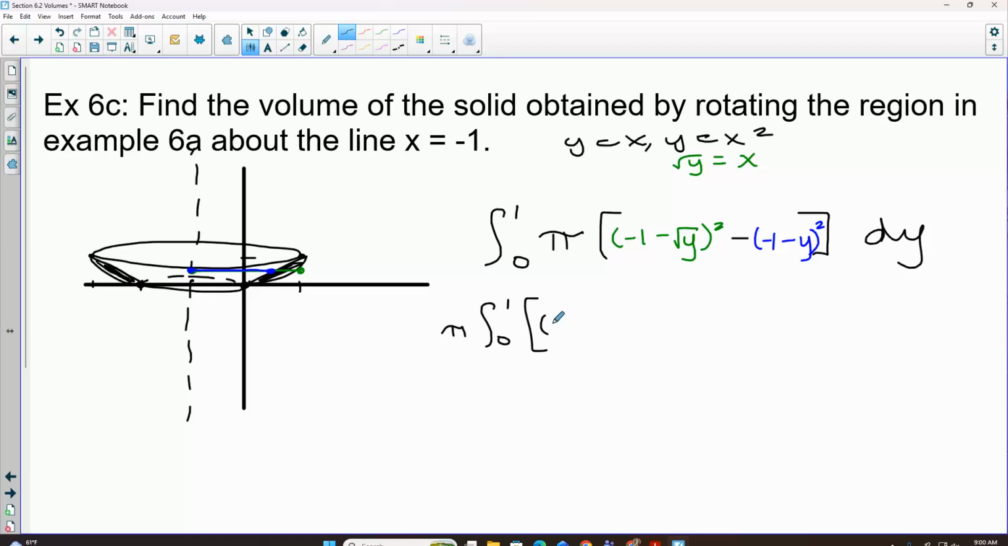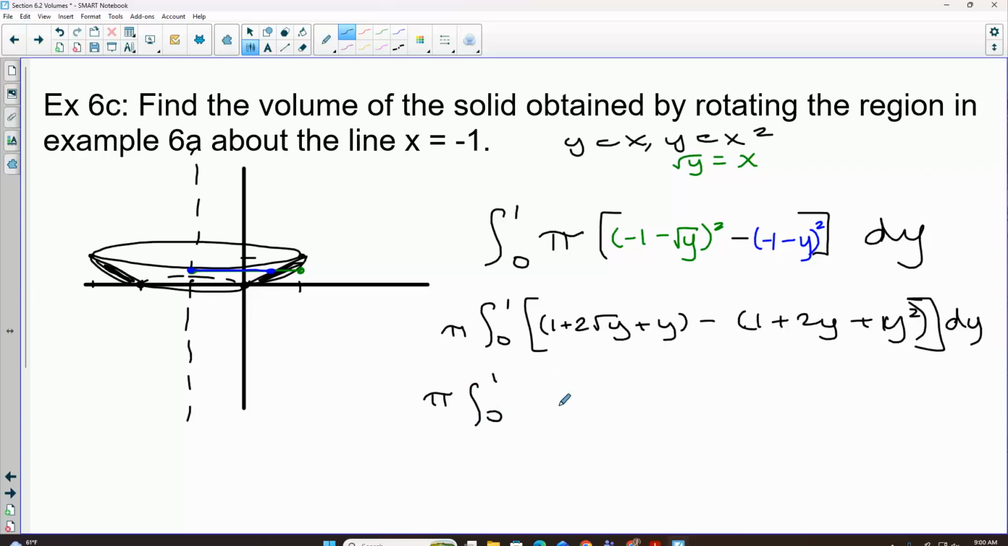So if I multiply this, remember that would be like FOILing, so you would get 1 minus 2 radical y. Sorry, plus 2 radical y plus y. I would get 1 plus 2y plus y. If I distribute my negative and combine my terms, 1 and negative 1 cancel. We are left with a 2 radical y plus y minus 2y would be minus y squared.